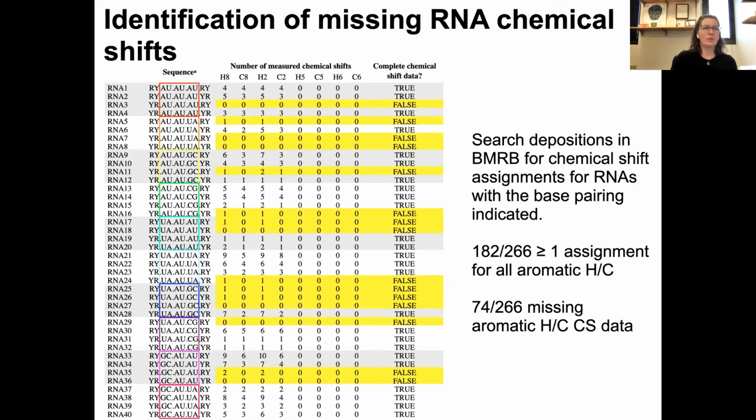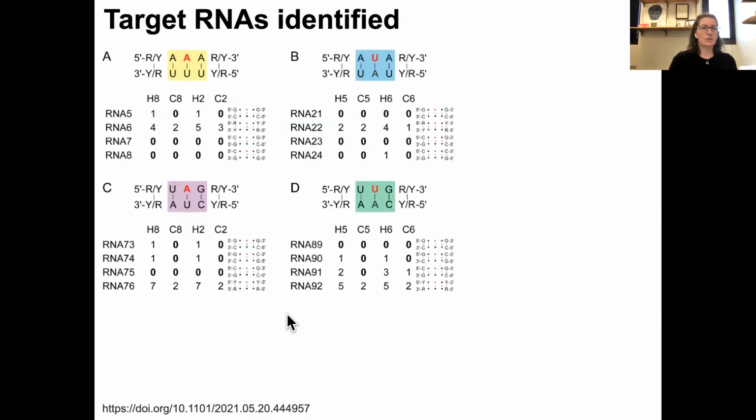So we found 182 groups have at least 1 assignment for all of the aromatic protons and carbons, and about 74 were missing at least 1 assignment for aromatic proton and carbon chemical shift data. So based on this sort of analysis, we identified 4 groups of RNAs to focus on. These RNAs were among the most incomplete groups of RNAs, where 3 of the 4 members had missing chemical shift data. So from here, we identified 12 RNAs, 3 from each of these 4 different groups.